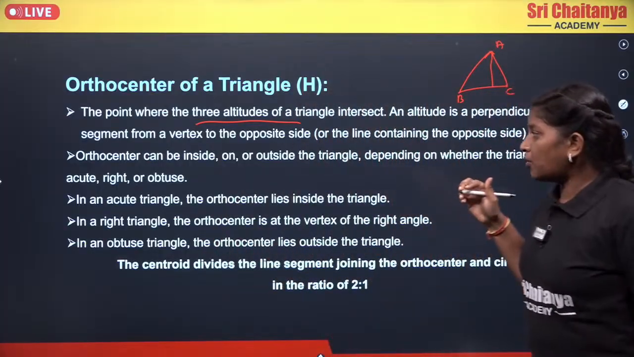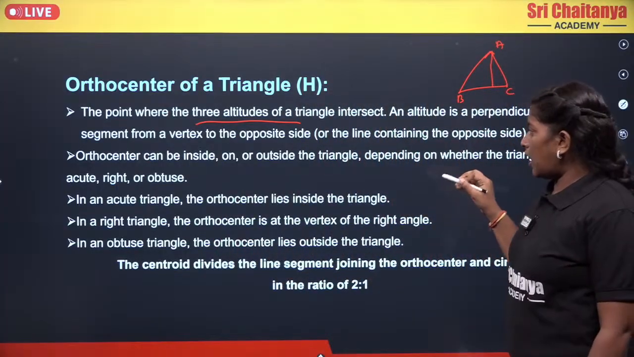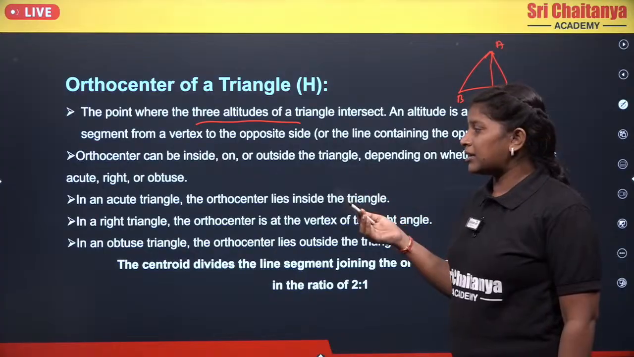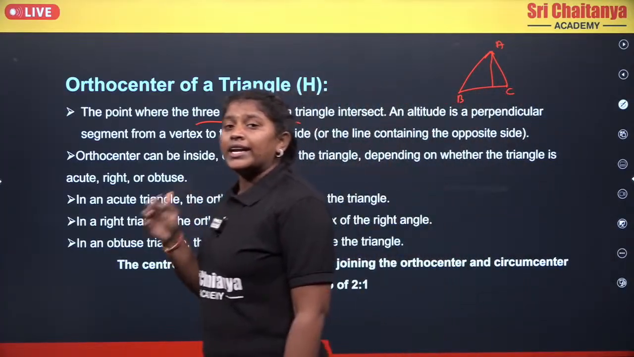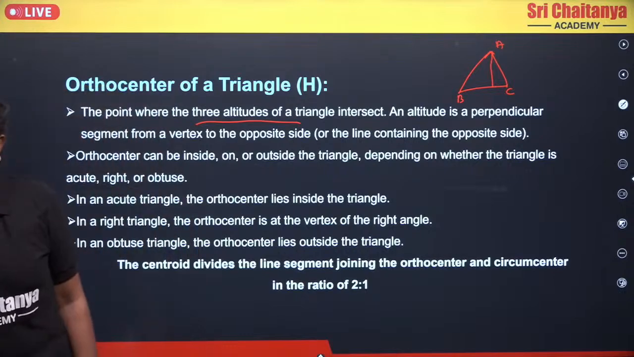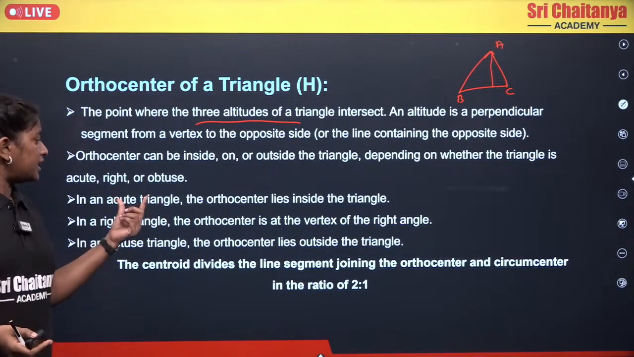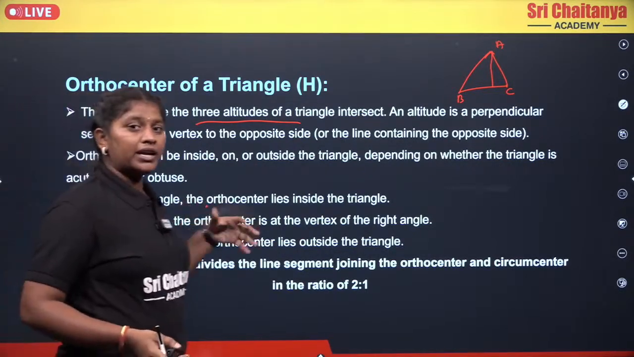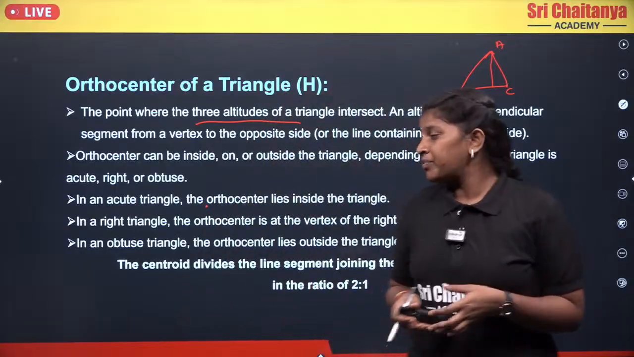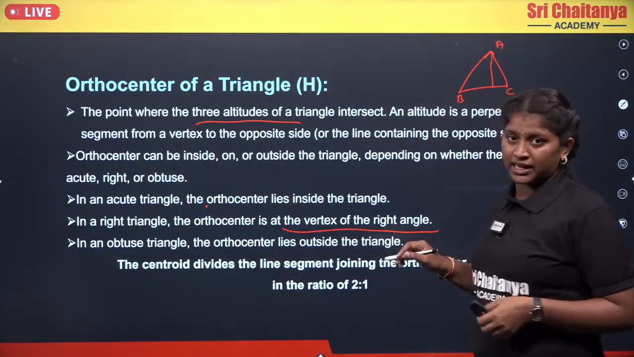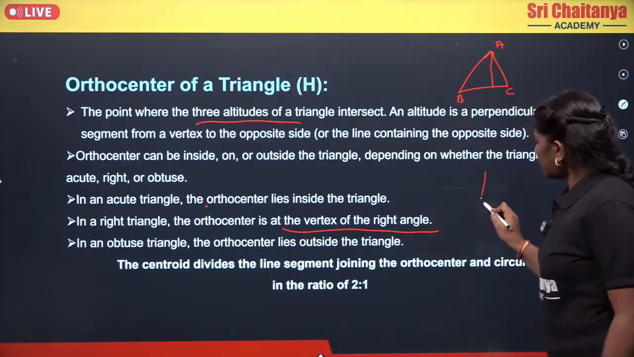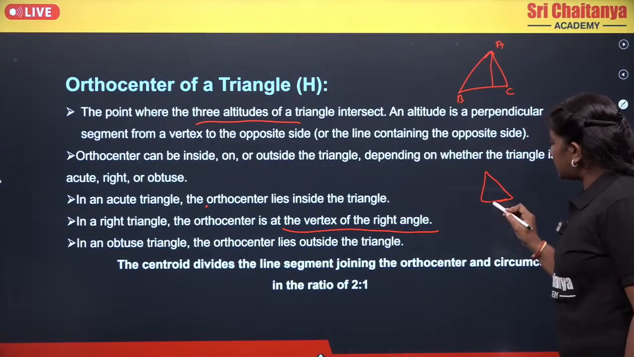Okay, now for the orthocenter, it can be inside or outside, same as our circumcenter. It depends upon the type of the triangle. Moving to the next, in an acute triangle the orthocenter lies inside the triangle, and for a right angle triangle, it will be at the vertex of the right angle. So now, this is my right angle triangle.